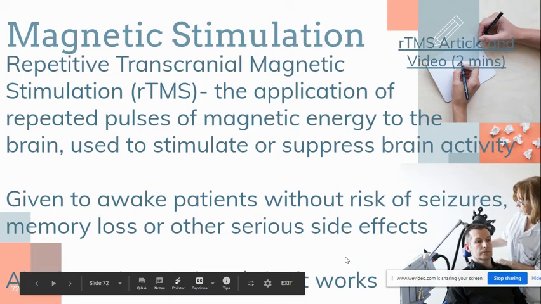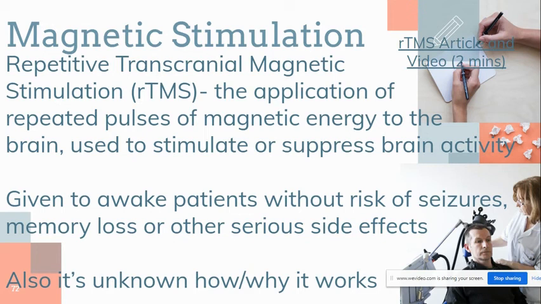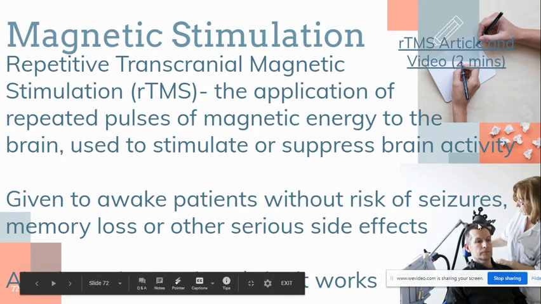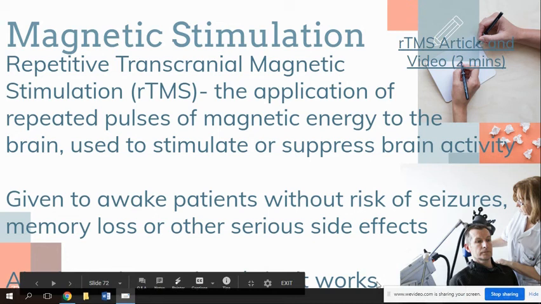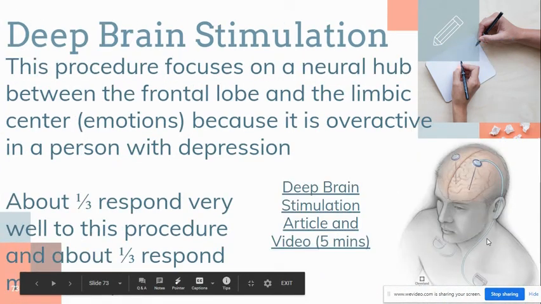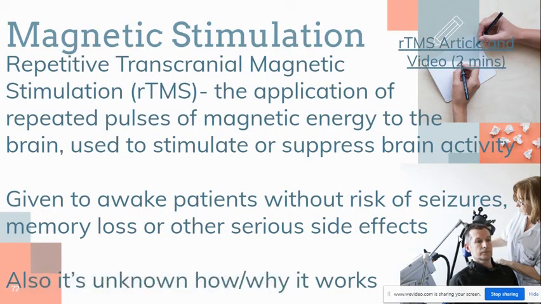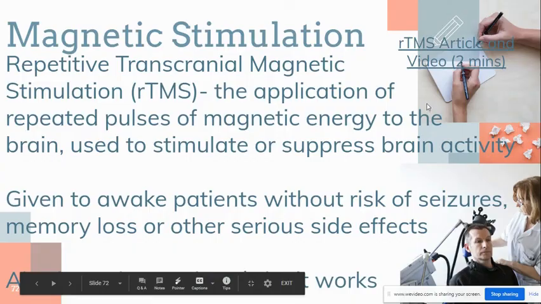The other type of brain stimulation is rTMS, which is repetitive transcranial magnetic stimulation, in which they put a magnet on your head and send pulses of magnetic energy, magnetic waves, into your brain. The person's awake. There's no feeling. You can see the picture right here. It makes a clicking noise. I think it's the video for schizophrenia, the 2020 video back in the psychological disorders PowerPoint. The person's awake, with no risk of seizures, memory loss, or other serious side effects. Again, it's unknown how it works. There's a video on it.